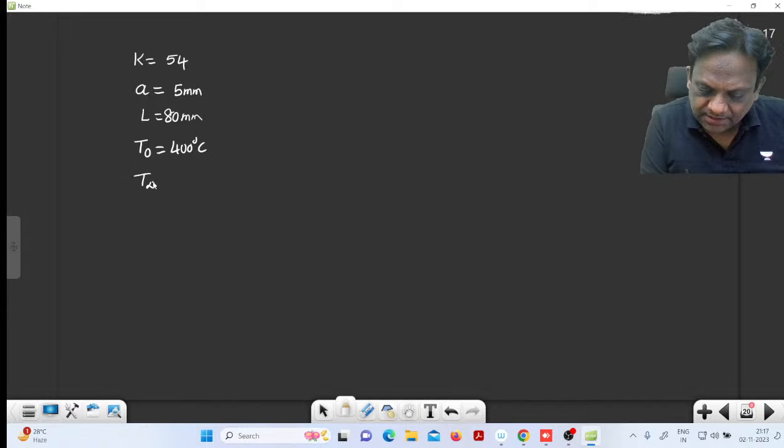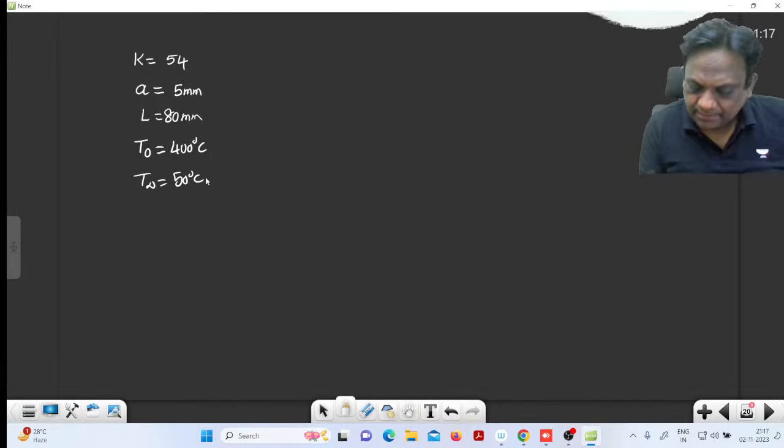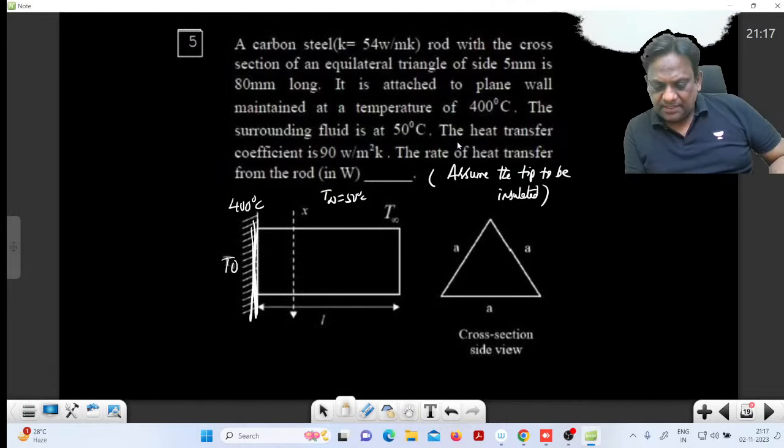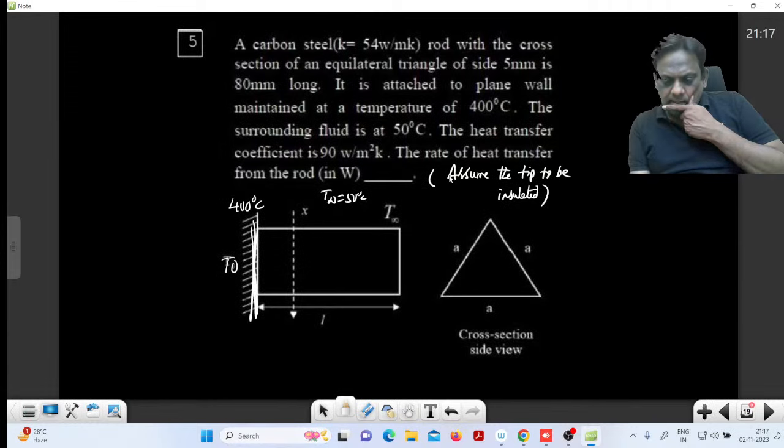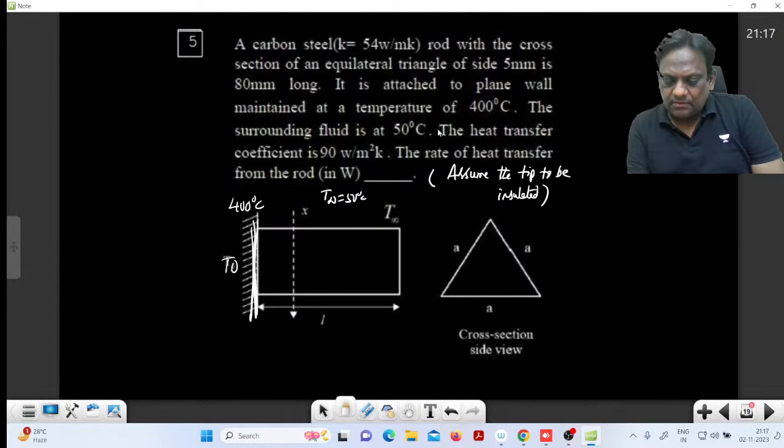And the ambient temperature is 50 degrees centigrade. Let me check once. The ambient is 50 degrees centigrade. The heat transfer coefficient is 90. The rate of heat transfer from the rod is required. Is everything given? Okay.